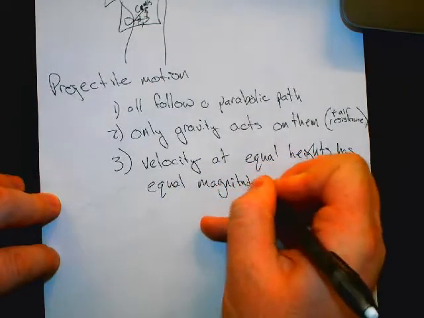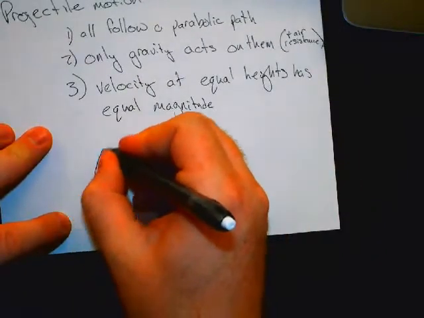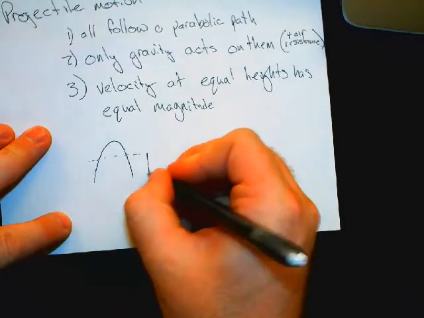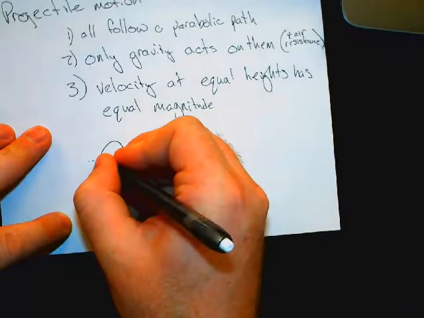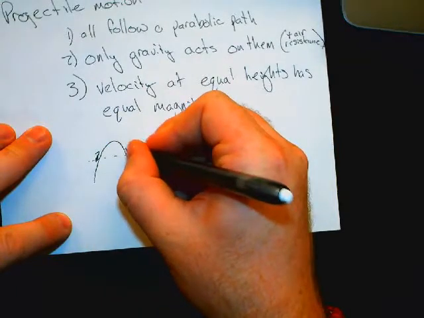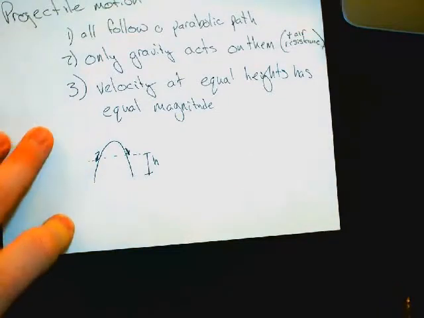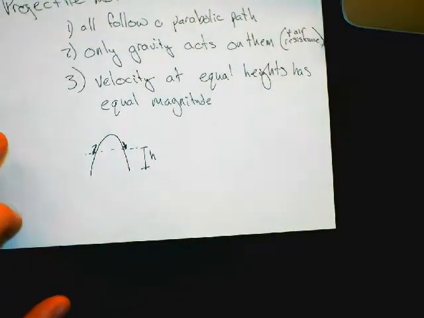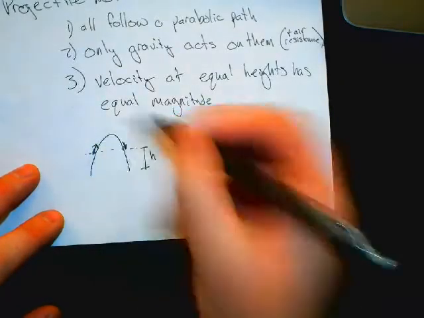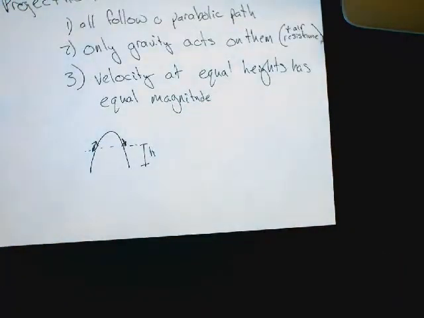What do I mean by that last statement? For any object that we're tossing up into the air, if I pick a certain height, I'm just going to say height h, the velocity at this point and the velocity at this point will have equal magnitudes, meaning they'll be moving the same speed. But because it's velocity, I'm just saying magnitude, the direction is going to be different. So the direction has varied, but the speed is the same. Good with that idea? Okay.